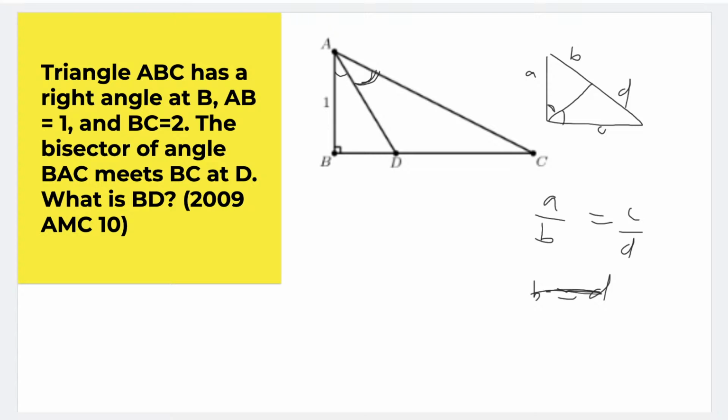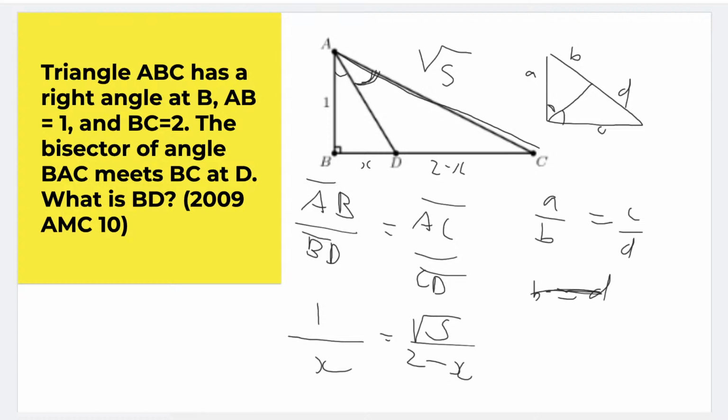So we want to find out this length. The way to solve this problem is AB over BD, and x is the length of BD. So we want to solve for x. So I'm going to circle x here so we know what we're looking for. So you multiply both sides by 2 minus x.